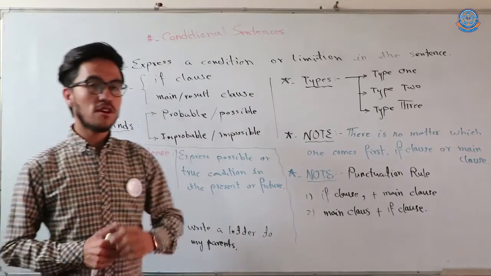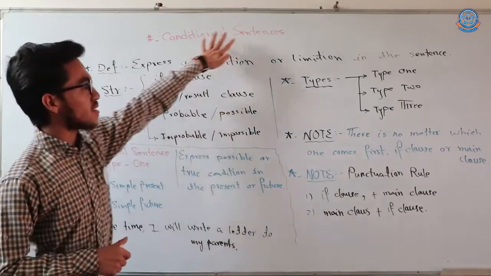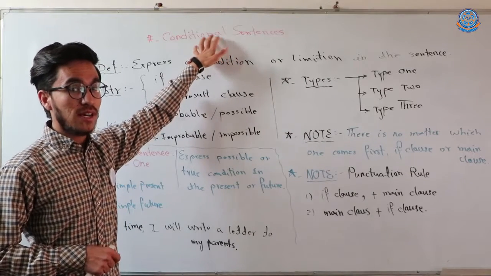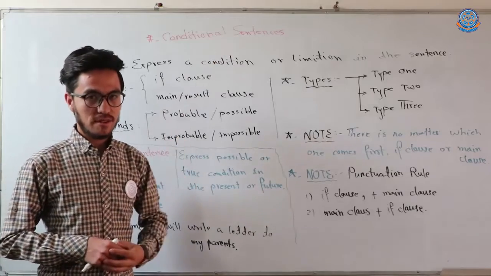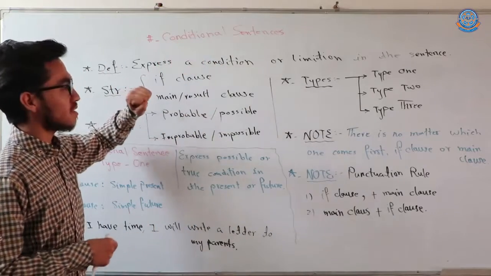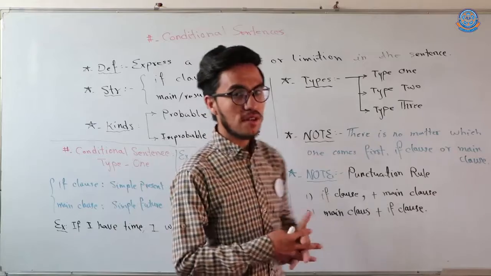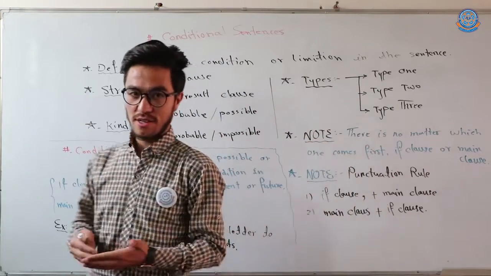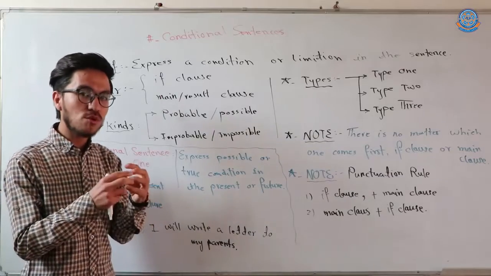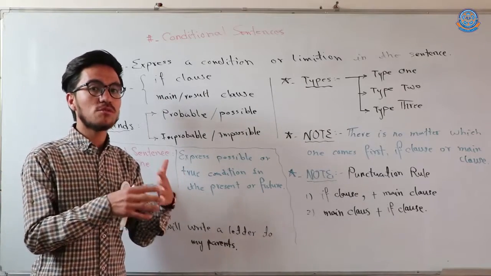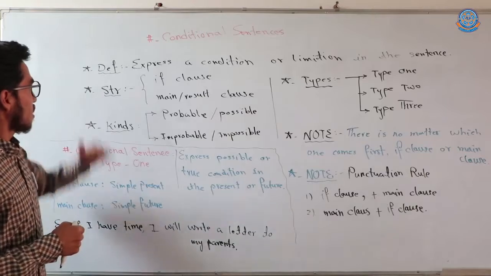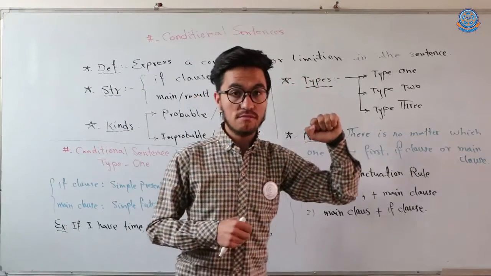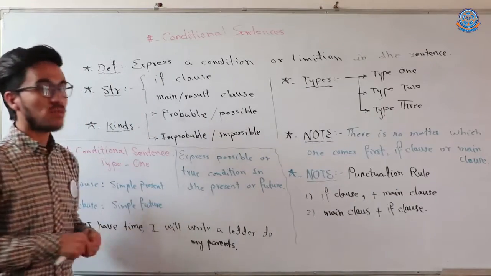As you know, conditional is derived from the word condition, and condition means limitation. So how should we define a conditional sentence? Conditional sentences are those which express a condition or a limitation. It means we are talking about a condition or limitation according to which we are going to do something. That is the definition. Let's talk about the next one, the structure.